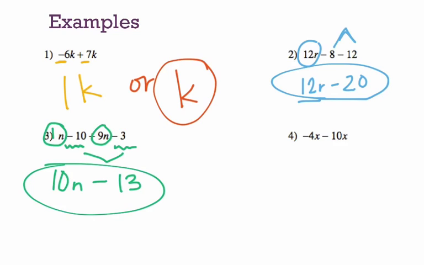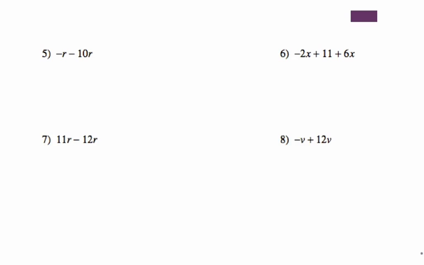All right, and then the last one, negative 4x plus negative 10x. How many negative x's do I have total? I have negative 14 x's total. All right, if you're feeling good, I say pause the video and try to do these on your own. Then go ahead, play it, and check back in with your answers.